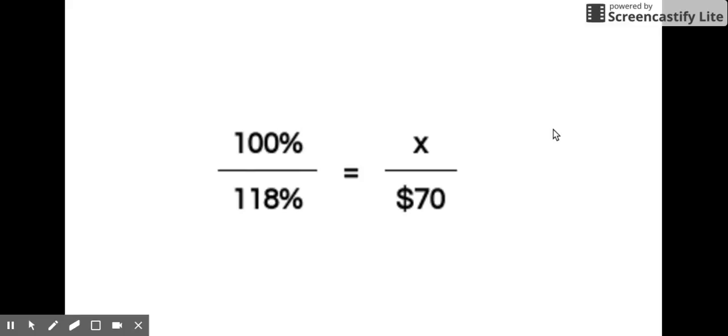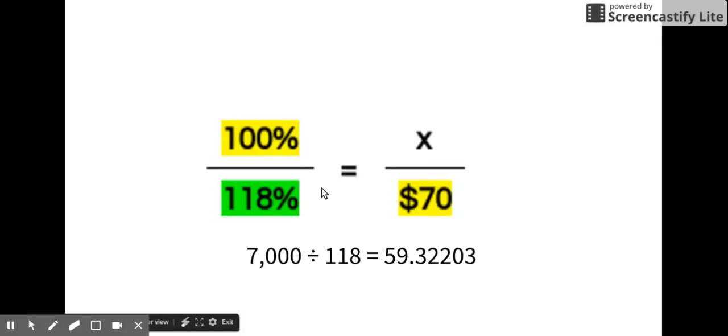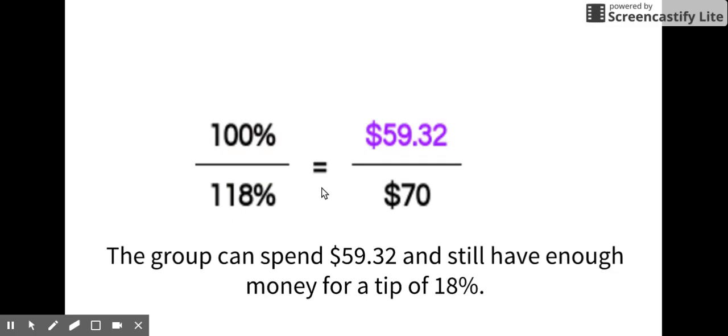So 70 times 100 is 7,000. Then we're going to take 7,000 and divide by 118%, and we get 59 and 32,203 thousandths. So let's round that to the nearest cent, and we've got $59.32. They can spend $59.32 and still have enough money for the tip.